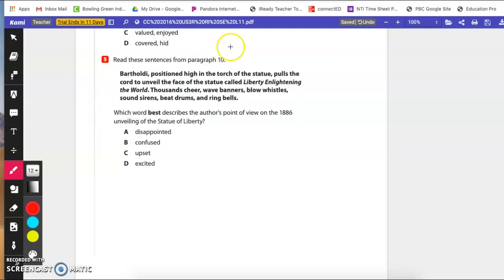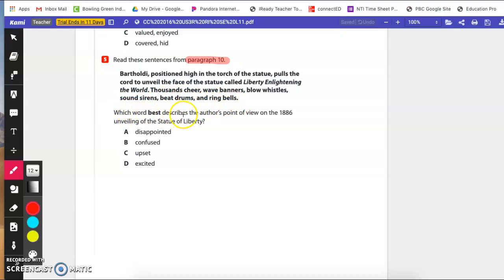Number 5, read this sentence from paragraph 10. Bartholdi, positioned high in the torch of the statue, pulls the cord to unveil the face of the statue called Liberty in Lighting the World. Thousands cheer, wave banners, blow whistles, sound sirens, beat drums, and ring bells.